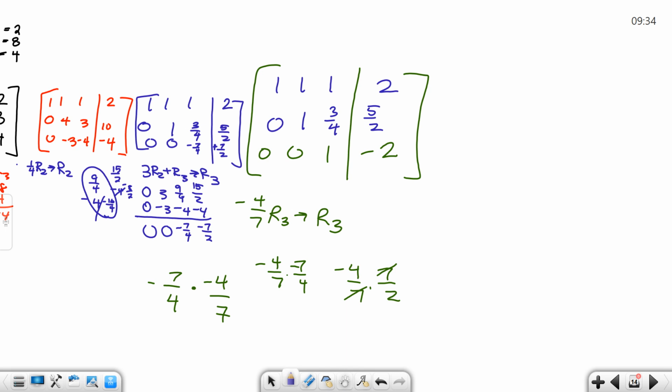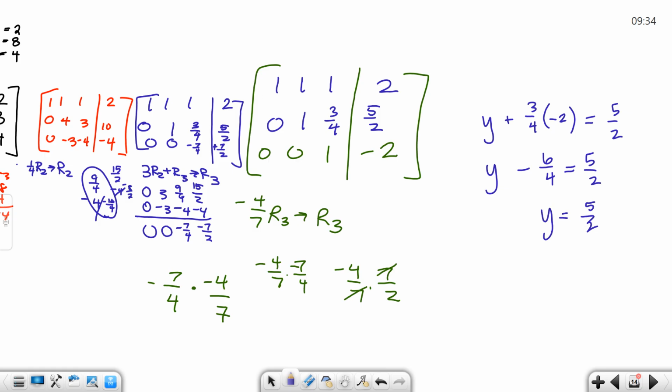Great. So let's backtrack. I'm going to get y plus 3/4 times z equals 5/2. So this is y minus 6/4 equals 5/2. Remember we'll get a common denominator here, which is going to be 4. So this is going to be 10 plus 6, which is 16/4. So I'm going to get y is 4.